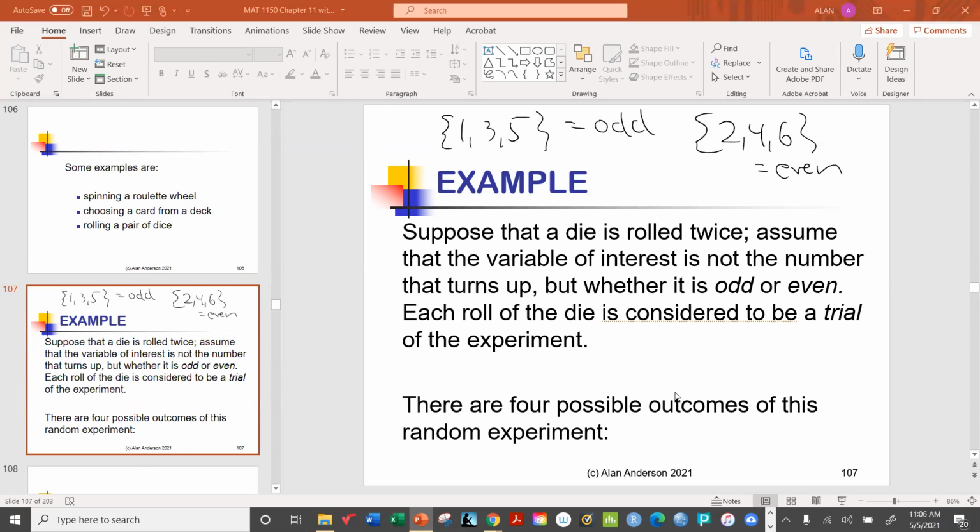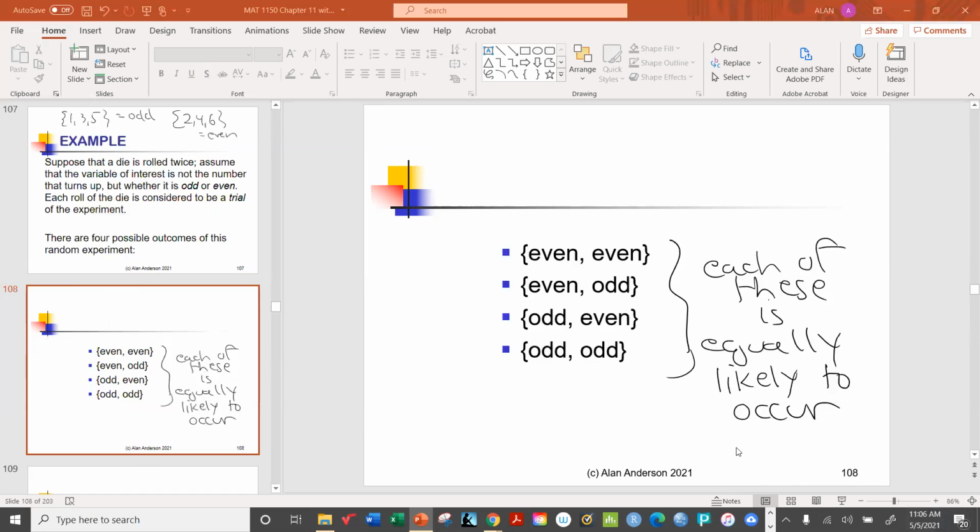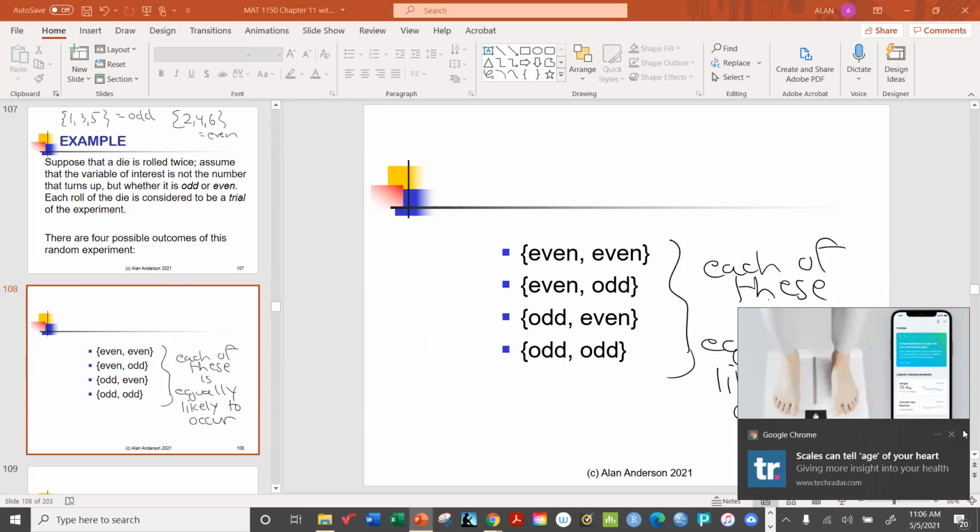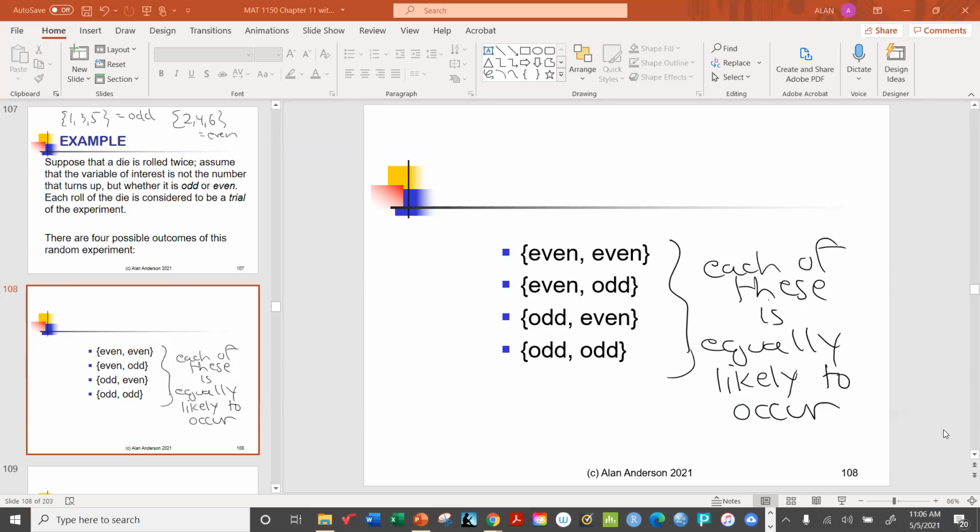Well, that means that if we roll the die twice, there's only 4 things that can happen. We can get even followed by even, even followed by odd, odd followed by even, and odd followed by odd. And because of the way we set up this experiment, each of these is equally likely to occur.